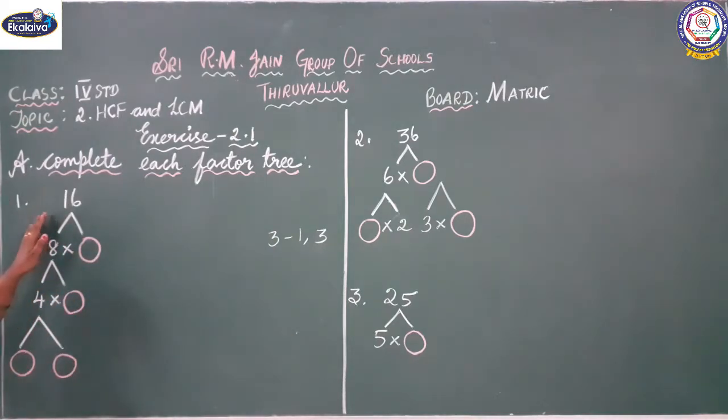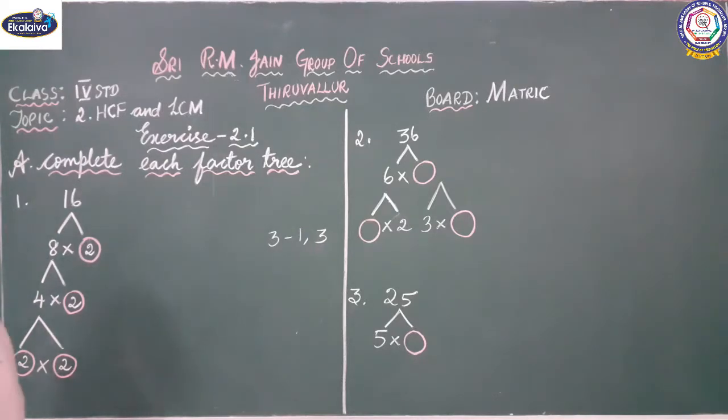Listen children, 16. They have given 8 into dash. 8 into what number will you multiply to get 16? 2. 2 is a prime number, so we have to circle it. Next, 8. 4 into what number gives 8? 2. Next, 4. We should use prime numbers. If it is a composite number, we have to do it again. So for 4, we will write 2 into 2.